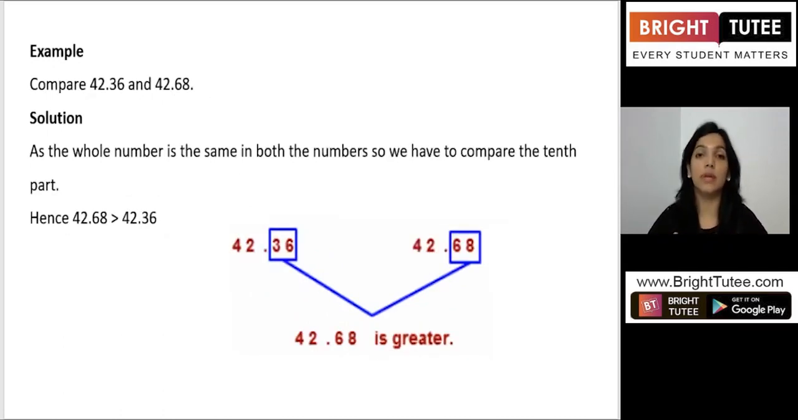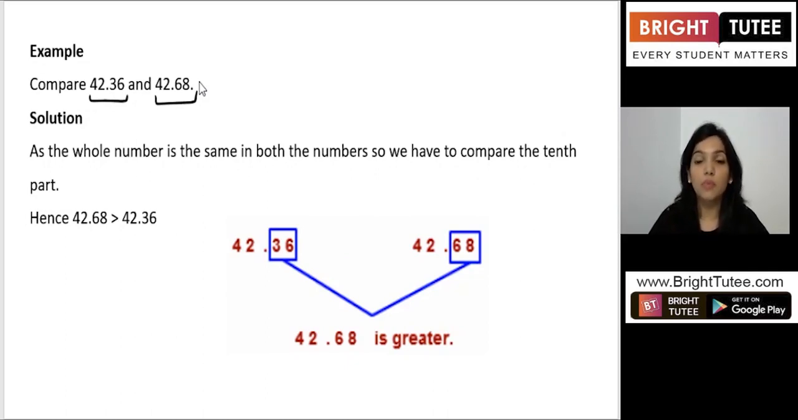Now let us look at this example. Here we can see that the whole numbers are the same. Clearly the numbers are 42 and 42 on both sides, right? Here it is 42.36. Here it is 42.68 this time. Okay, so the whole numbers are the same, but the decimal parts are different.